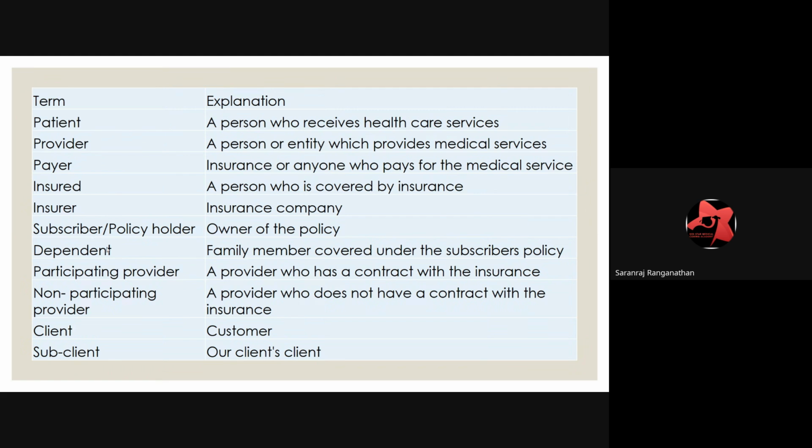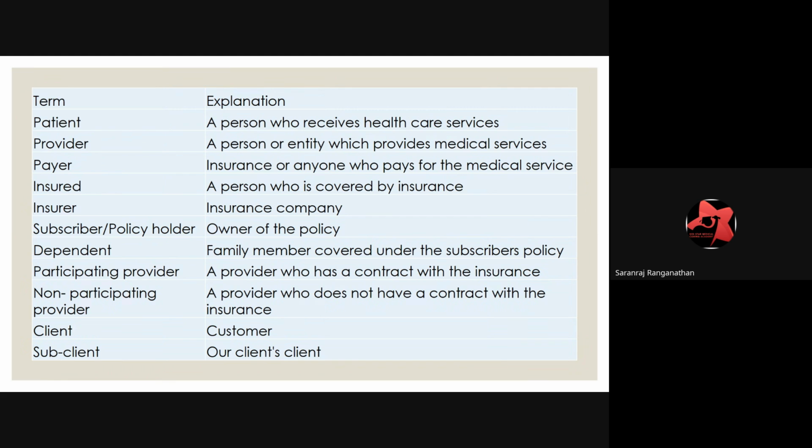Then dependent. Dependent means the family members of the subscriber who is getting the policy, those family members involved in that policy are called dependents. Family member covered under the subscriber's policy. Okay. Then participating provider, a provider who has a contract with the insurance. So participating provider means the provider already has a contract with a particular insurance company. Non-participating provider means the provider who doesn't have a contract with the insurance.